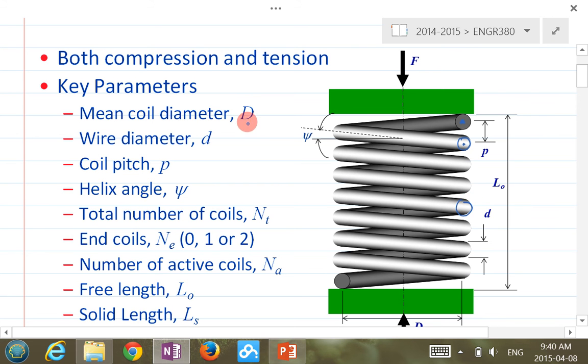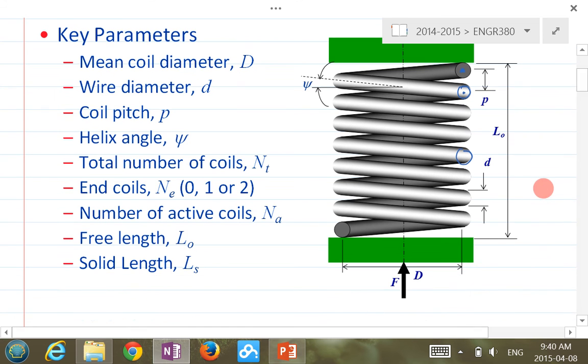Then you also have this mean coil diameter. So that diameter is the diameter between this center to this center here. So that's the mean coil diameter. And from here to here, basically from one side to the other side, sometimes we call that outside diameter, OD, right? So if I tell you the OD, and also you know the small d, then you should be able to calculate the capital D, right?